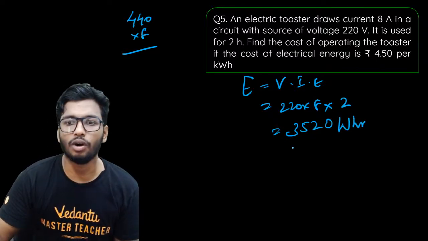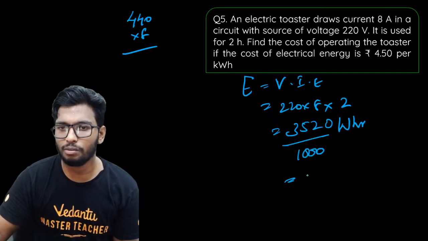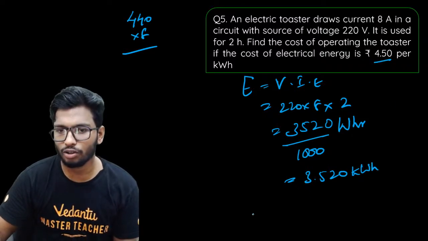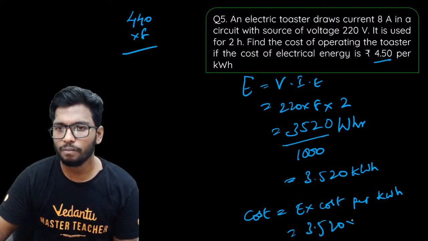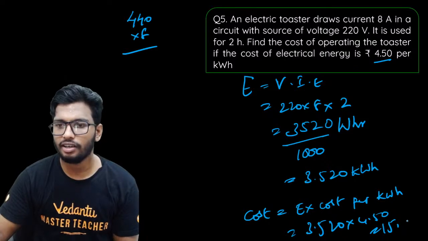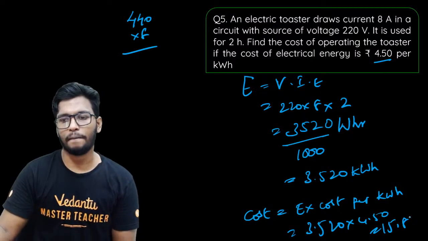Now convert this to kilowatt hour. So divide this by 1000 to convert to kilowatt hour. So that's 3.520 kilowatt hour. Now, if you want to find out the cost, multiply. Cost is equal to energy into the cost per unit per kilowatt hour. So 3.520 into 4.50, you'll get 15.84. This is what you're going to get.